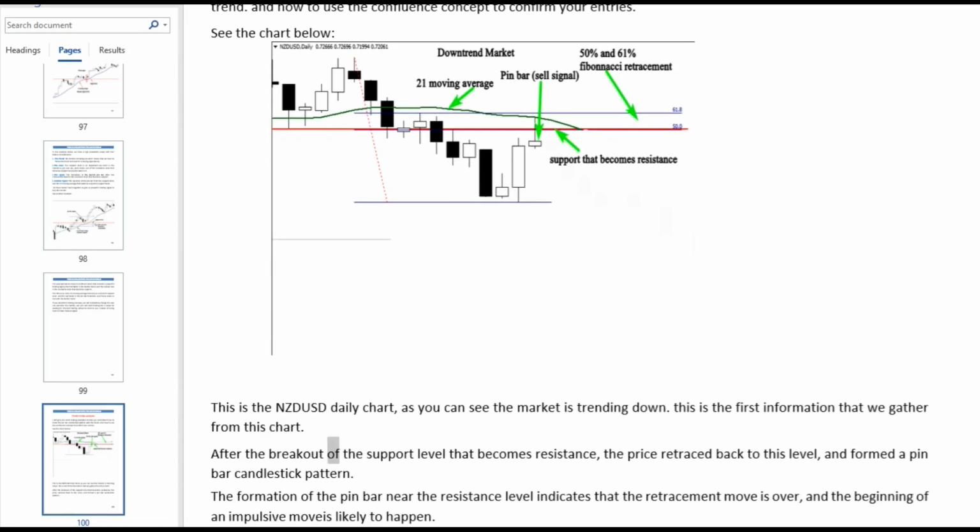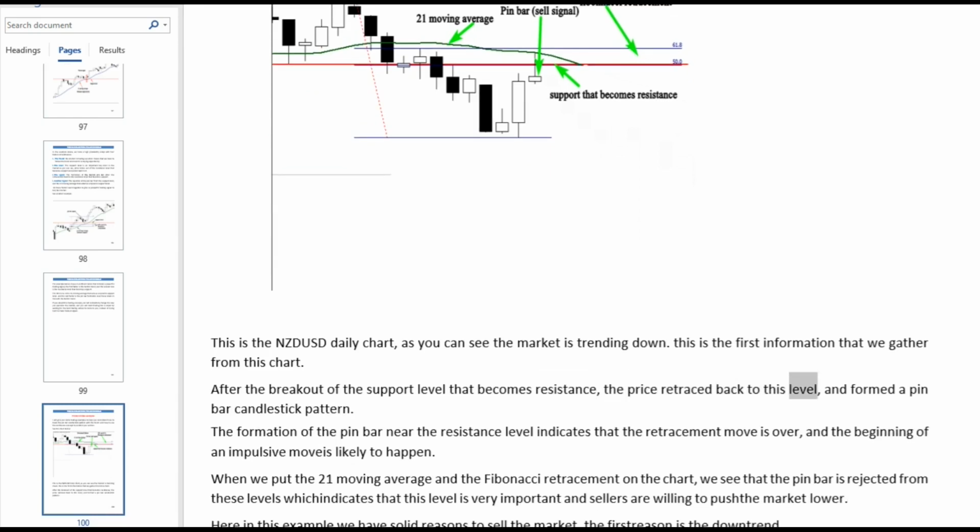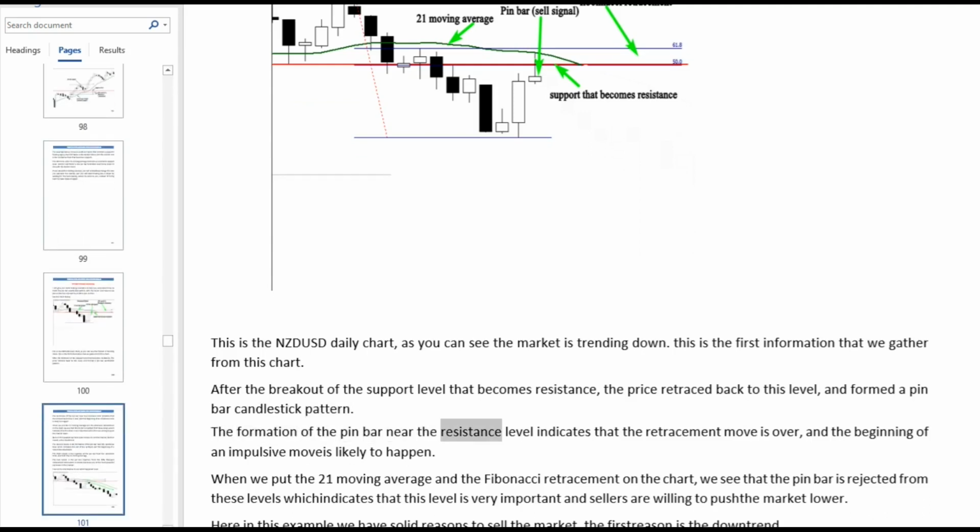After the breakout of the support level that becomes resistance, the price retraced back to this level and formed a pin bar candlestick pattern. The formation of the pin bar near the resistance level indicates that the retracement move is over, and the beginning of an impulsive move is likely to happen.